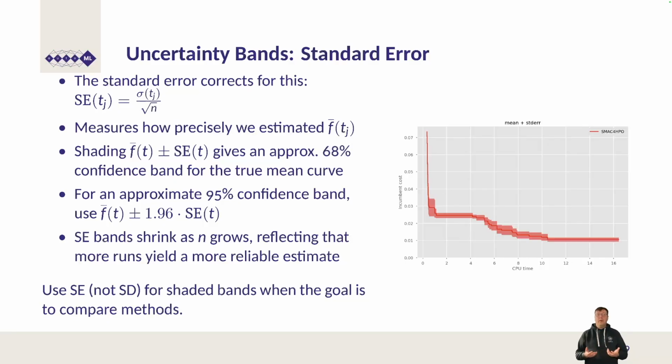The practical recommendation is therefore to use standard error bands when the goal is to compare methods or communicate the reliability of the mean curve. If run-to-run stability is also of interest, for instance if you want to show that one system is more consistent than another, you can report standard deviation separately, for example in a supplementary figure or as an additional shaded region with a different transparency.